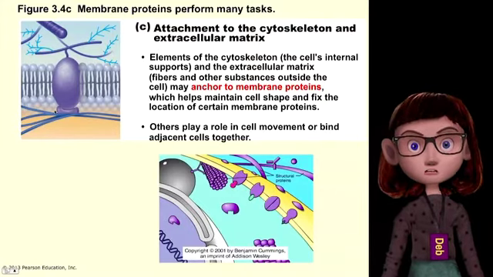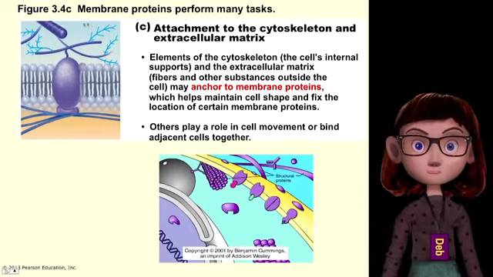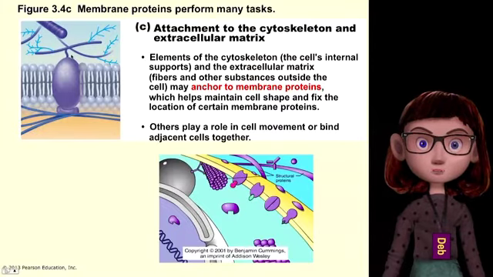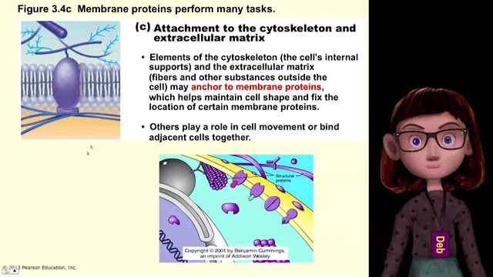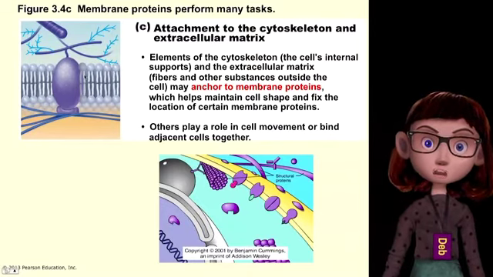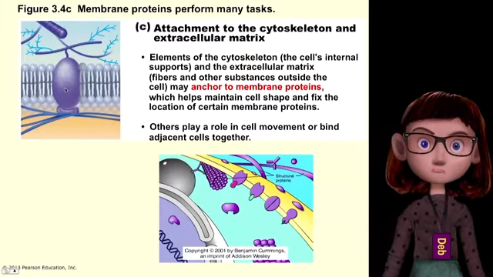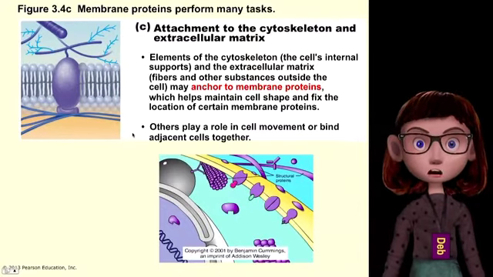So elements of the cytoskeleton, which are the cell's internal supports, and then the extracellular matrix, which are fibers and other substances outside the cell, may anchor to these membrane proteins. And this helps maintain cell shape, and it can fix the location of certain membrane proteins. Other proteins such as this one will play a role in cell movement or bind adjacent cells together. Adjacent means those cells that are right next to it.